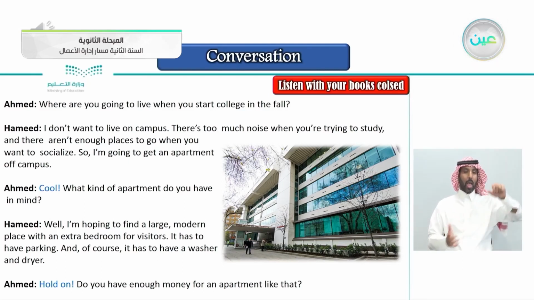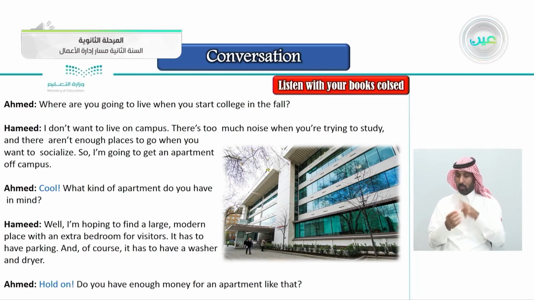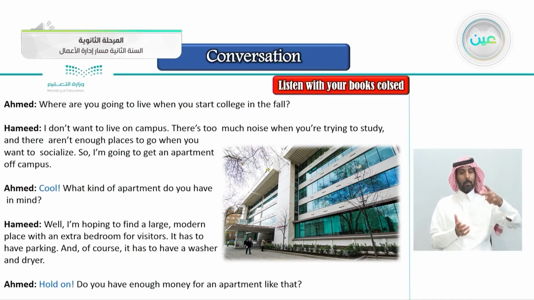Ahmed, where are you going to live when you start college in the fall? Hamid, I don't want to live on campus. There is too much noise when you're trying to study, and there aren't enough places to go when you want to socialize. So, I'm going to get an apartment off campus. Ahmed, cool. What kind of apartment do you have in mind? Hamid, well, I'm hoping to find a large, modern place with an extra bedroom for visitors. It has to have parking, and of course, it has to have a washer and dryer. Ahmed, hold on. Do you have enough money for an apartment like that?